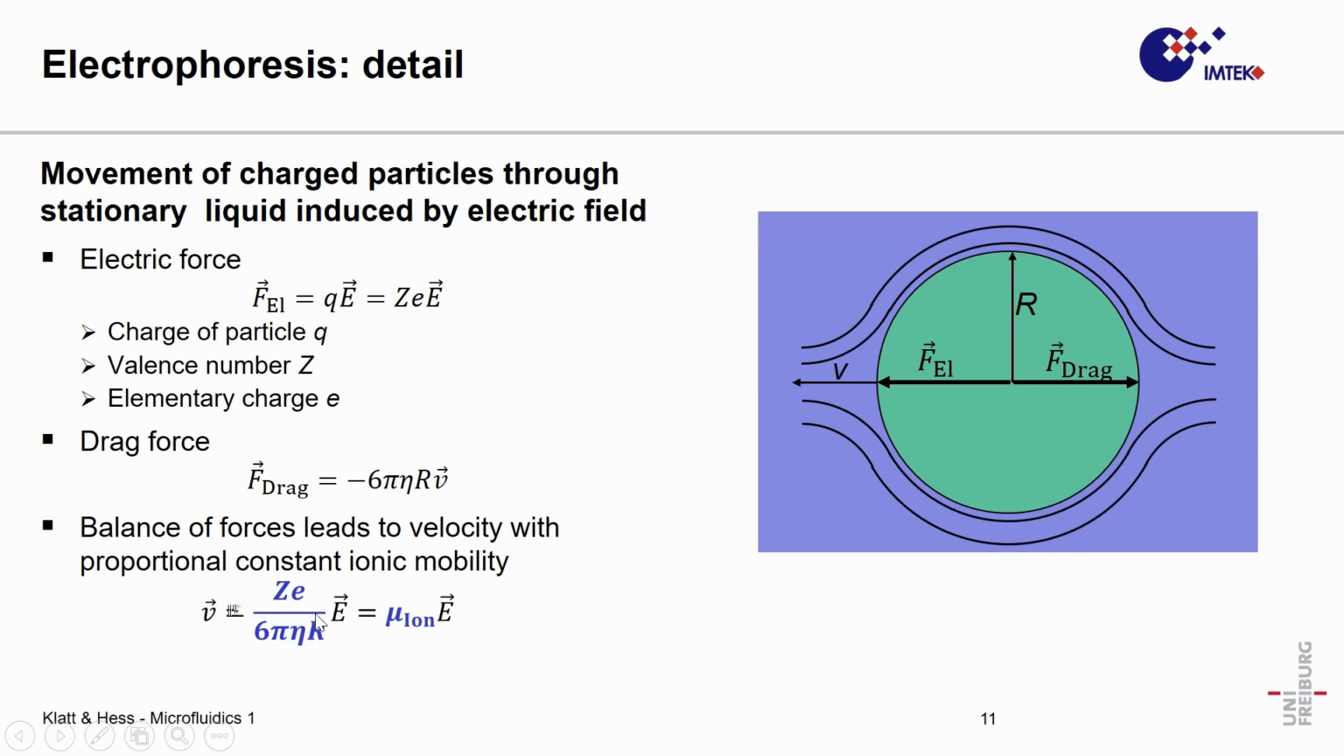And as you can see, if you take a closer look at the parameters, the higher the valence number, so the higher the charge of your particle, the faster the velocity will be. And on the other side, the higher the viscosity of your liquid and the bigger the particle, so the bigger the radius of the particle, the lower your velocity will become. And that's for sure: if there are more friction forces acting on the particle, it will move slower through your liquid.